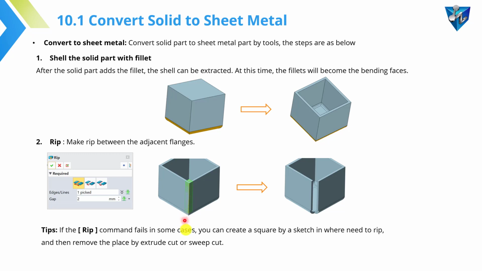And here is a little tip. If the rip command fails in some cases, we can create a square by sketching where we need to rip, and then remove the places by extrude cut or sweep cut.